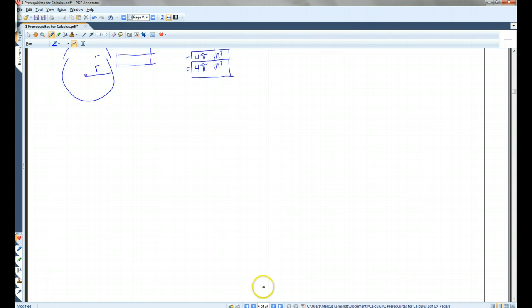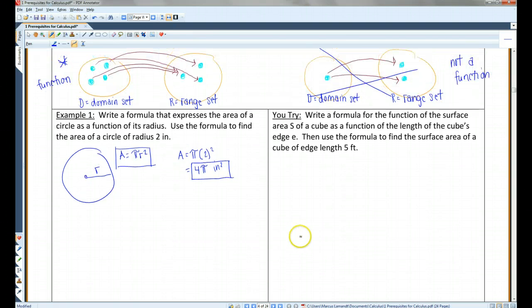Well, I gave you a lot of space for a short problem. Alright, you guys go ahead and try this, and when you think you have it, hit play.